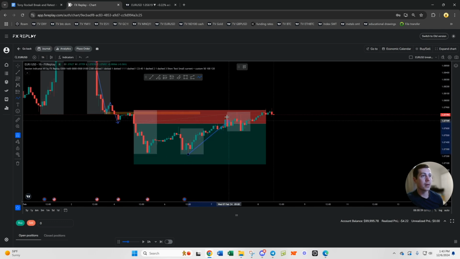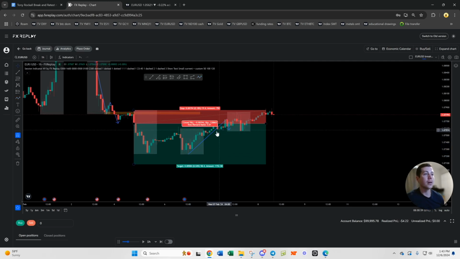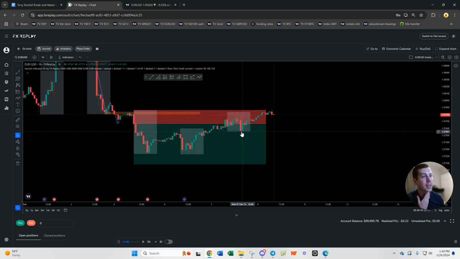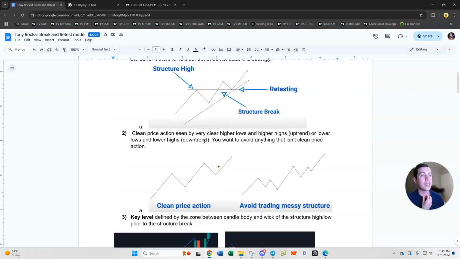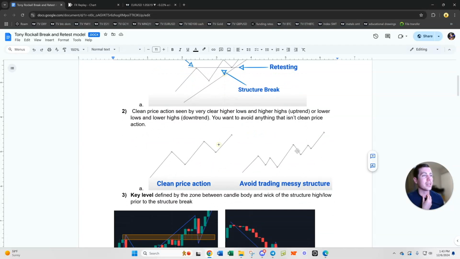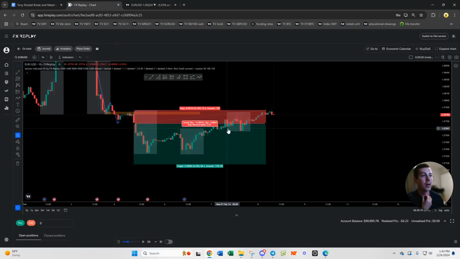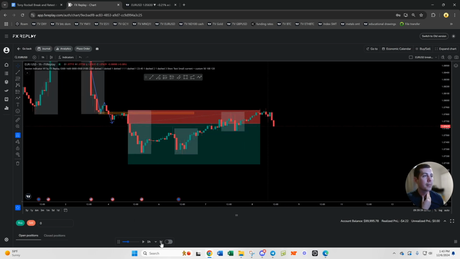But it's pretty clear uptrend here. Lower lows, lower highs. I guess technically we did have a slightly lower low here, so I would say this is a good example of maybe not the cleanest price action, because as we saw in the documentation, you want to see really clear lower lows and lower highs versus more kind of choppy stuff. And in this uptrend, we made a lower low here, so it's not as clean as you would like. So because of that, I think I'm not gonna look for longs on this day specifically.